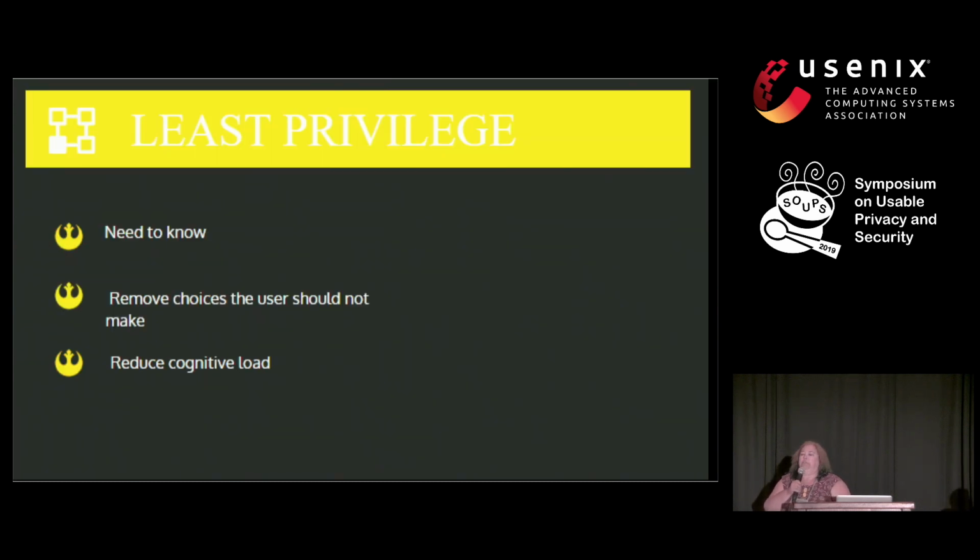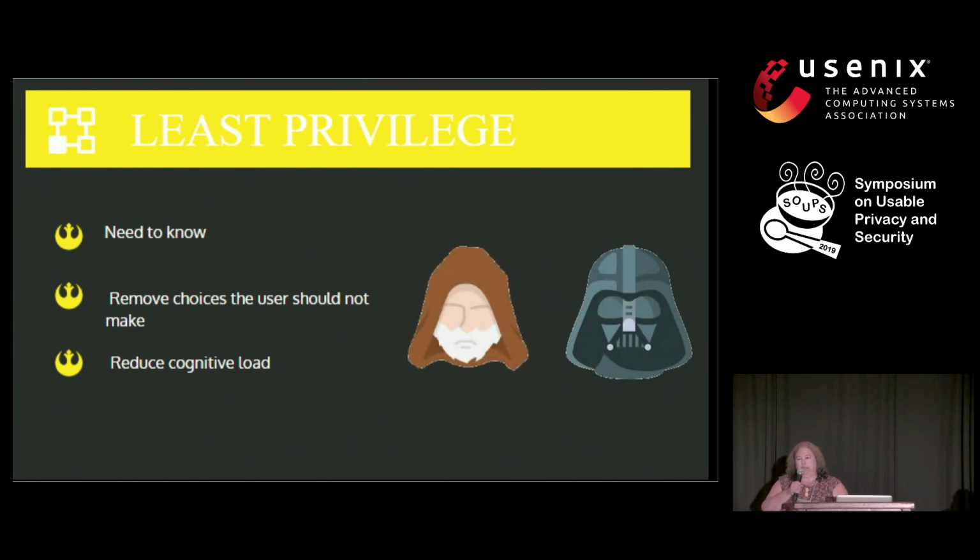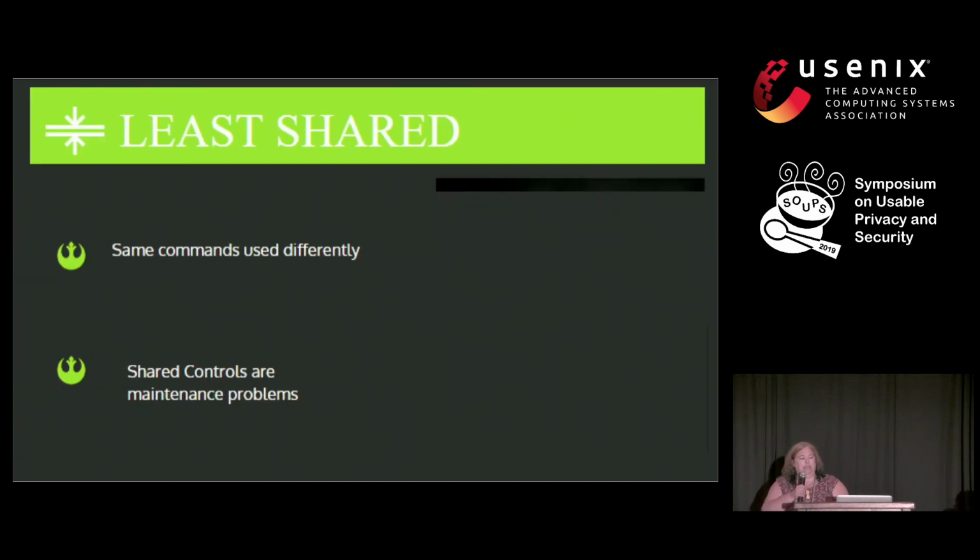Least privilege. This is the case where you give people the least amount that they need to know. Remove choices that you don't want them to make. My favorite example is Obi-Wan not telling Luke about his father, because you don't want him to choose the dark side.